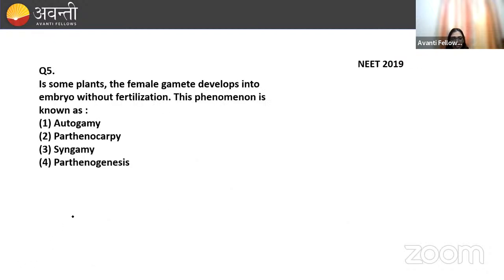Question 5 says, in some plants, the female gamete develops into embryo without fertilization. This phenomenon is known as. Option 1 is autogamy. Option 2 is parthenocarpy. Option 3 is syngamy. Option 4 is parthenogenesis. What do you think? What will be the correct option for this question?